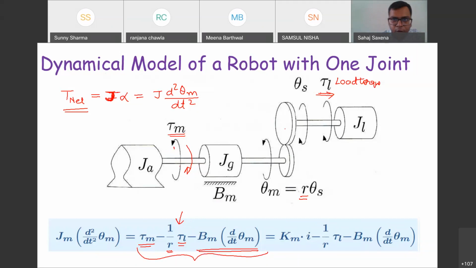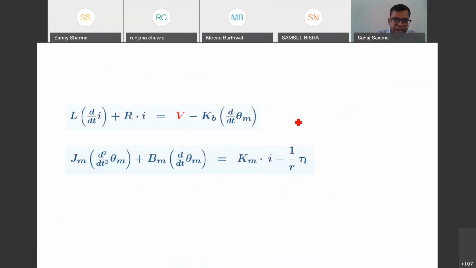I hope you have a little bit of a flavor of how you are able to actually obtain the equation of motion. Here we have tau m, and we know that the torque tau is directly proportional to the current. So we replace tau m with K_m i, and the rest of the portion is as it is. With this, we are able to frame two equations.